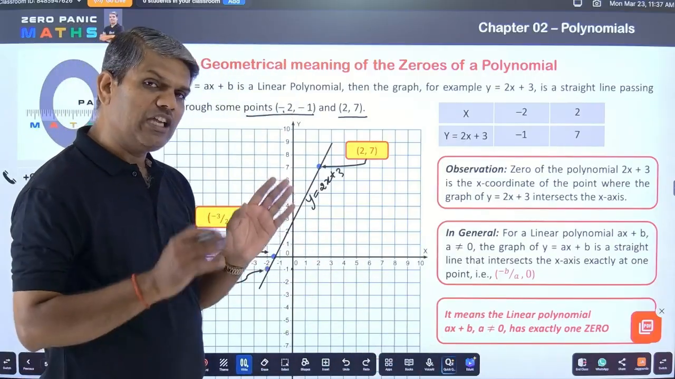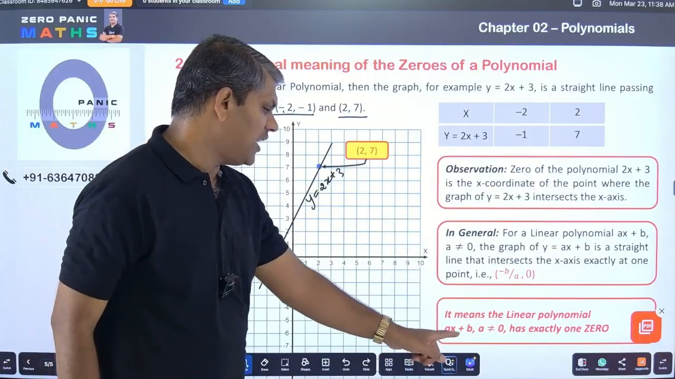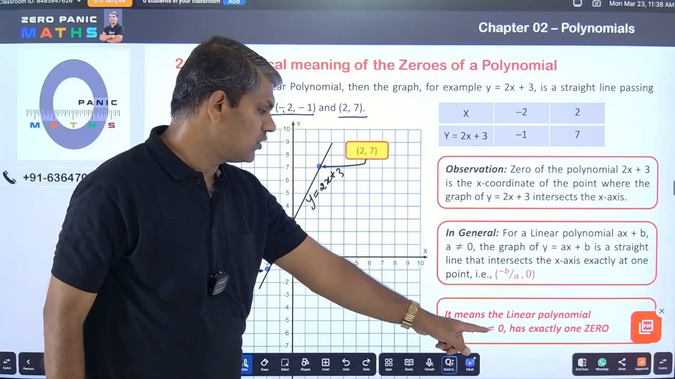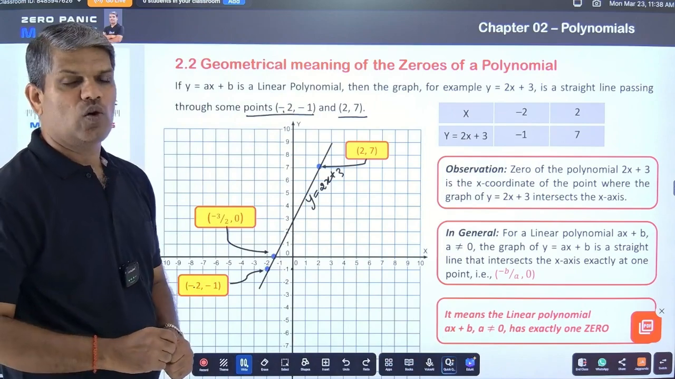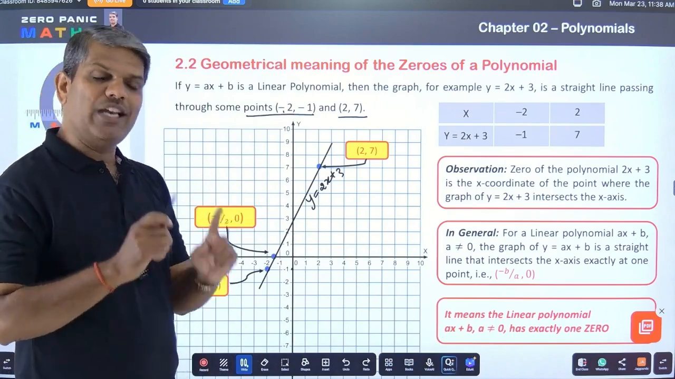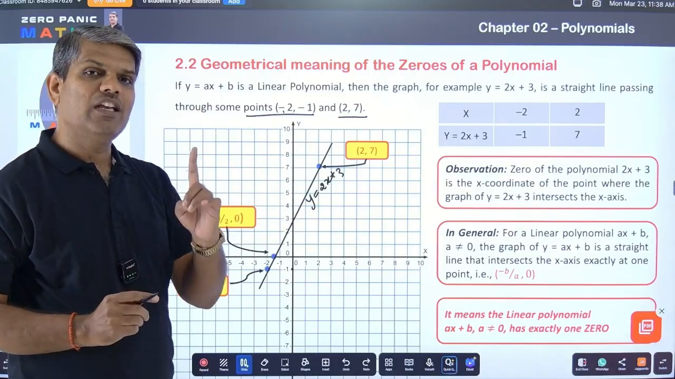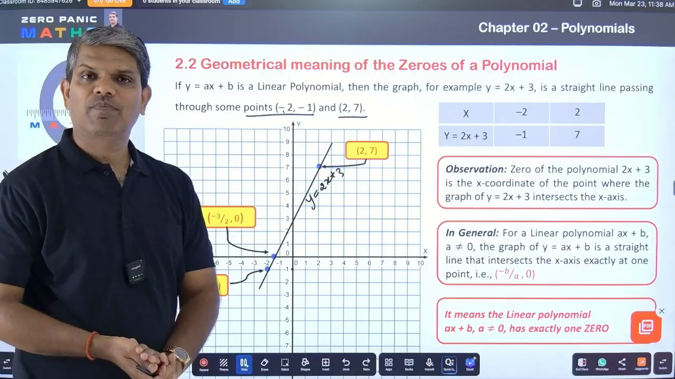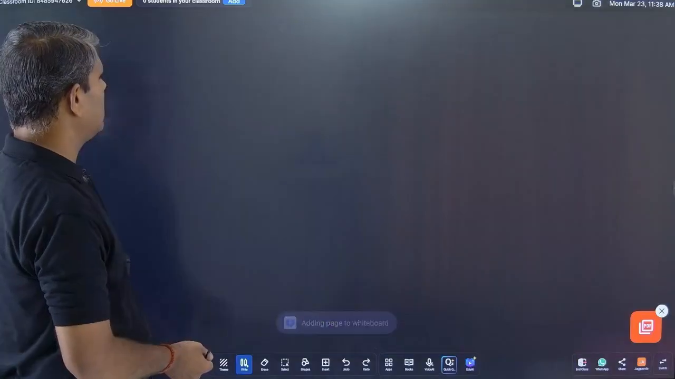It means that finally you have to keep in mind that the linear polynomial ax + b where a is not equal to 0 has exactly one zero. So there is only one value that makes a linear polynomial zero. Okay, now let us move to the next.